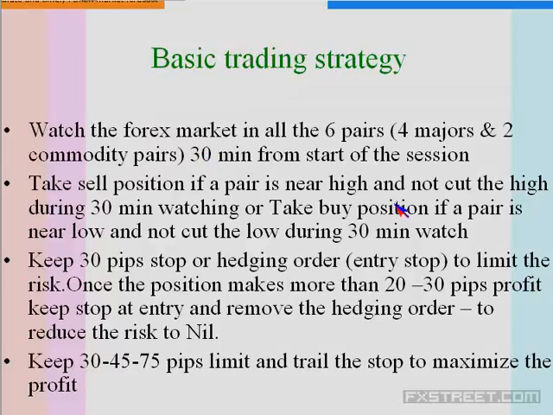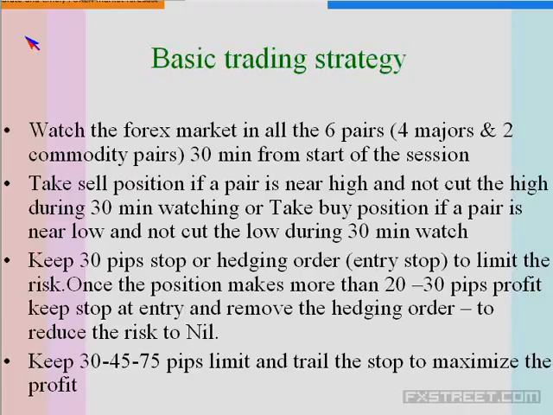Watch the market in 6 pairs, 2 majors and 2 commodity pairs. Then take a sell position if the pair is near the high and the high is not being breached in 30 minutes of watching, or take a buy position if the pair is near the low and has not breached or cut the low during the 30 minutes of watch. So now you find that Euro and GBP have not breached the low. So one can initiate the buy and sell trade.